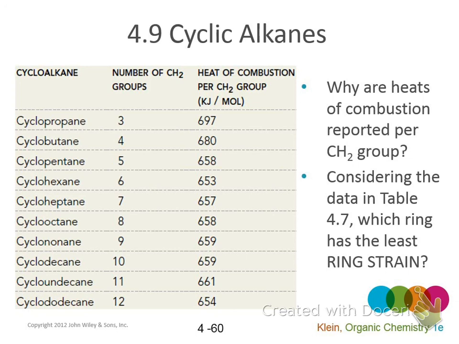Here's some energy data, okay? And what they did in the energy data is they said, okay, well, let's burn cyclopropane. And if you think about it, a cyclopropane is just made of a bunch of CH2 groups, right? Every cycloalkane is just made of a bunch of CH2 groups, as long as it's not substituted. So they took cyclopropane, they burned it, and they calculated the heat of combustion per CH2 group. They got 697 kilojoules. So if you were to put it on a graph, right?